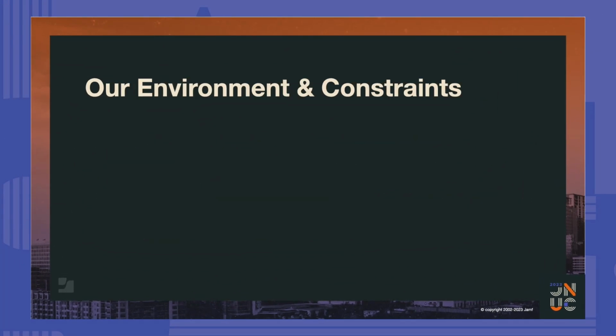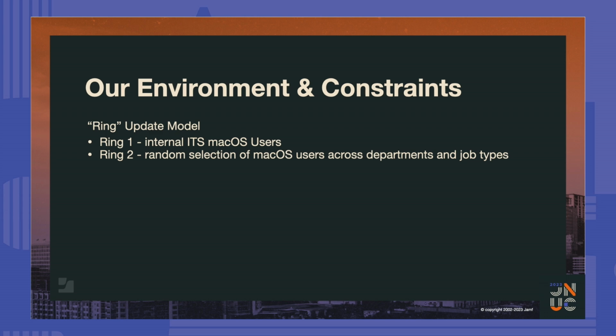All right, so jumping into some of our environment and constraints. We use an update model, what we just call the ring update model. So what that means is we have a layered approach of testing. So it starts out with ring 1, and that's our internal ITS computers on macOS. They're gonna get software updates right out of the gate. We wanna get them testing. The next ring is gonna be ring 2, and that's a kind of random selection of users and use cases, different departments, to get a better test case that ITS can't do. We may do things a little different, not use the same applications, so they're just our next layer of testing. And then ring 3, it goes to everyone else.